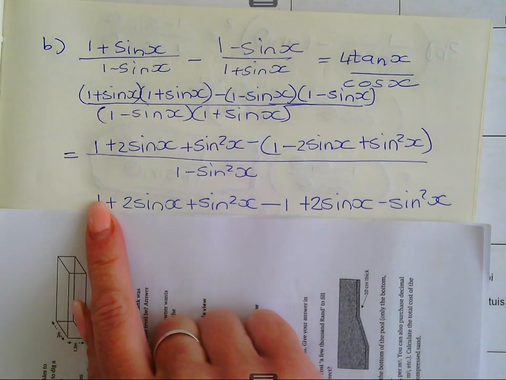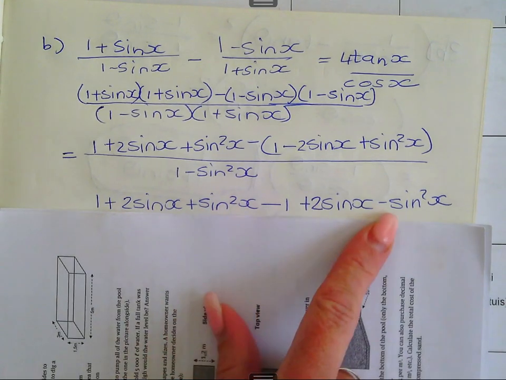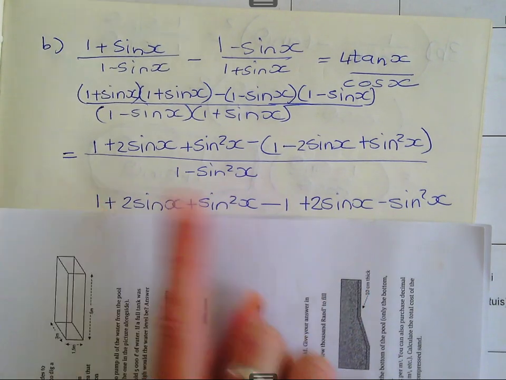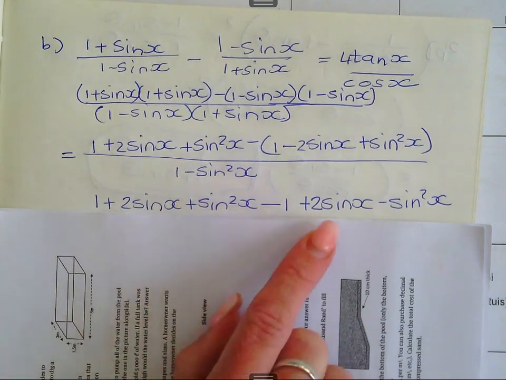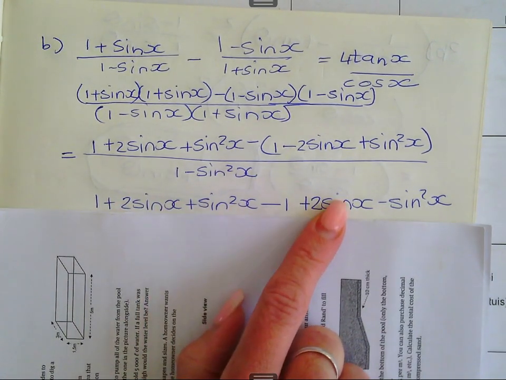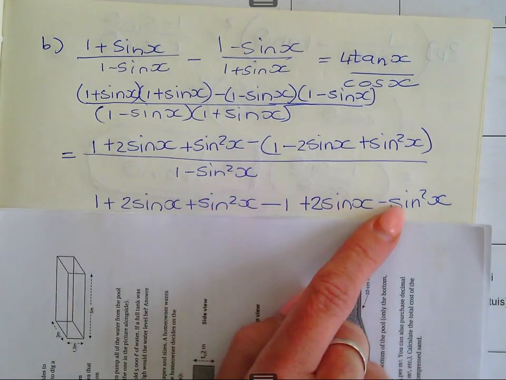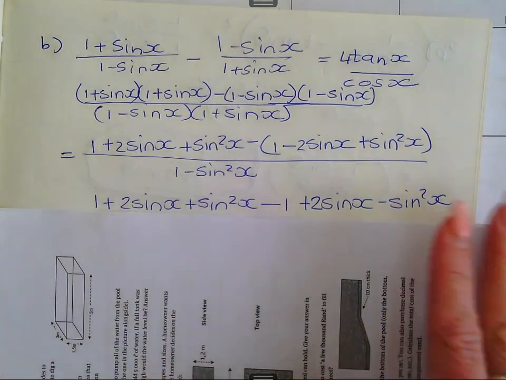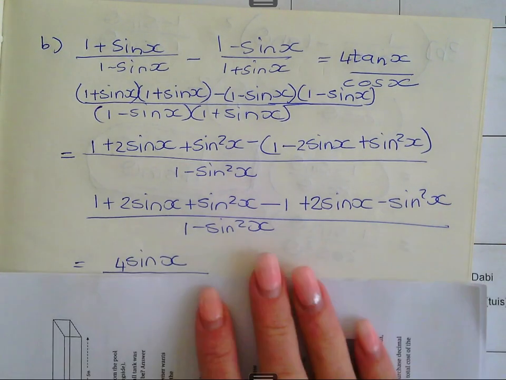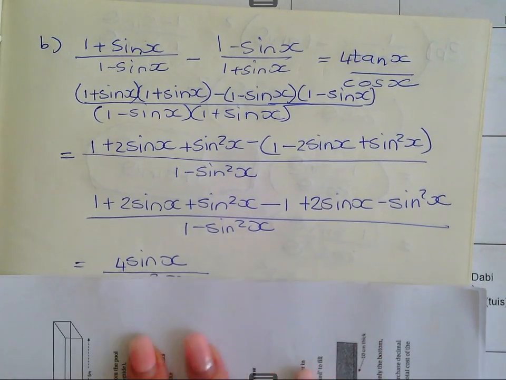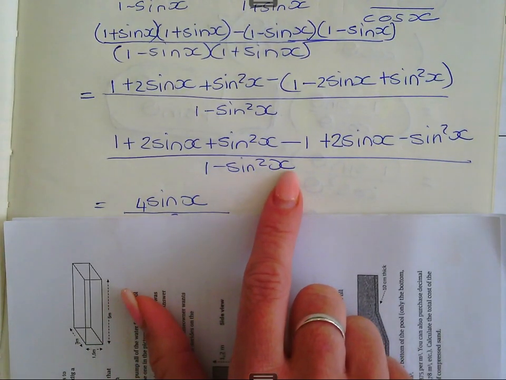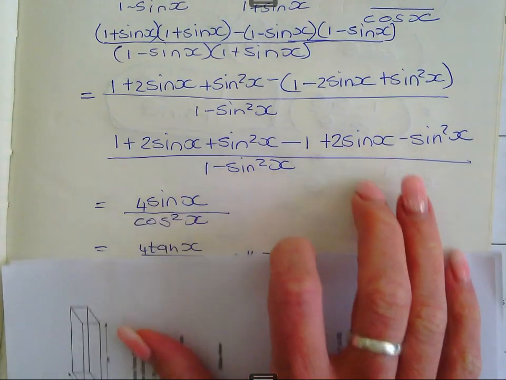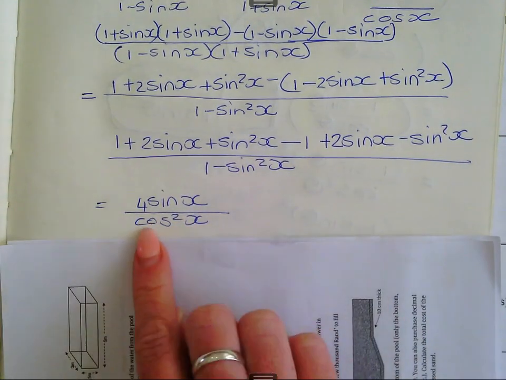Can we finish it? Do you understand everything that happened there? 1 minus 1, it's gone. 2 sin plus 2 sin, 4 sins. Sin squared minus sin squared, 0, it's gone. Okay, so at the top I have 4 sin squared, 4 sin x. And at the bottom, I have 1 minus sin squared x, but I want it to be cos. So I'm going to change it with the identity.